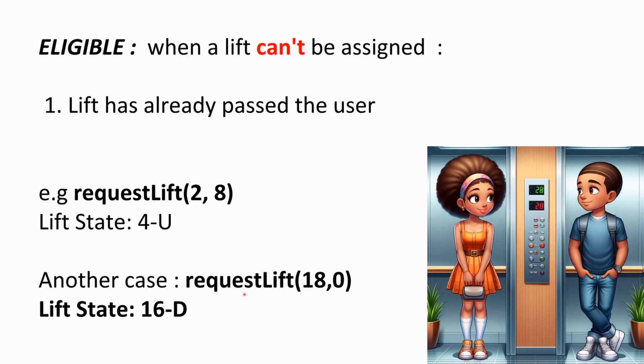Let's take the second example. The user wants to go down from floor 18 down to floor 0 and the lift is also going down and it is at floor 16 right now. But it means that the lift has already passed floor 18 while going down. So for both these requests the corresponding lifts cannot be assigned to them and the lifts are not eligible in this case.